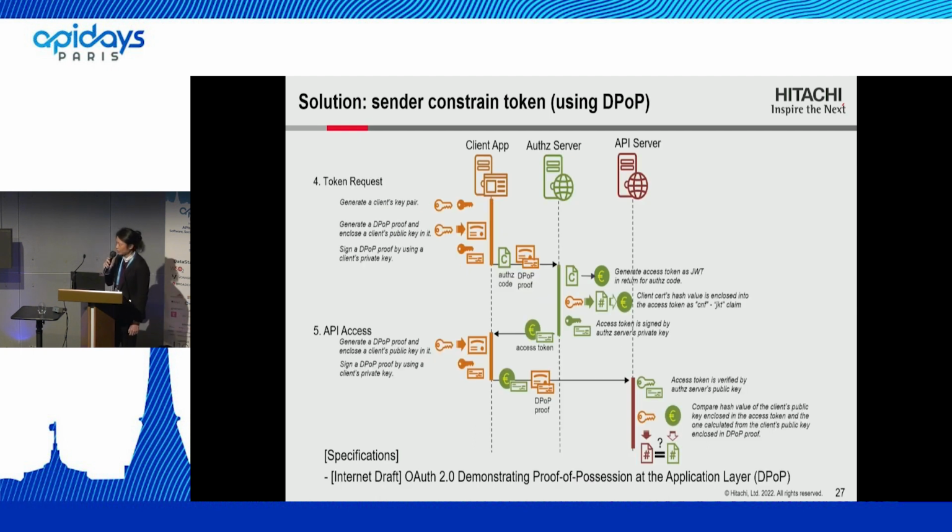Then another solution is DPoP, OAuth 2 demonstrating proof of possession at the application layer, defined by an Internet Draft. By following this DPoP, the access token is bound with the client application's private key. Therefore, if someone who holds an access token wants to access an API, then they need to prove that they are the holder of this private key bound with this access token.